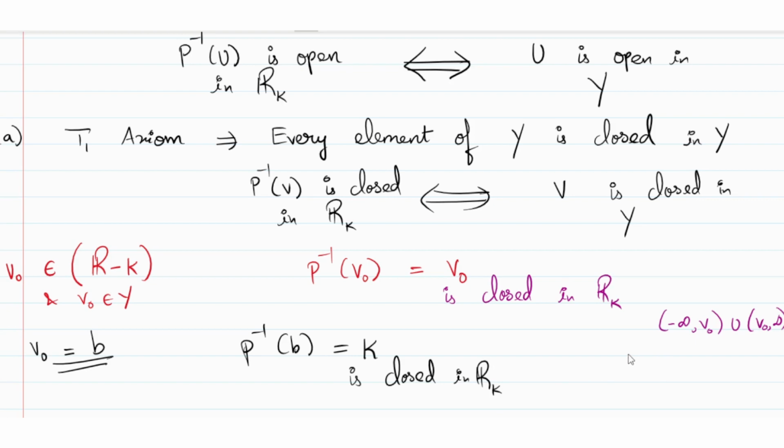Because I know that R minus K is open in Rk. Why? Because each and every element can be put into a basis element that is entirely contained in R minus K, that is (a, b) minus K. So hence K is closed, and that implies b is closed in Y. So hence every element of Y is closed in Y.